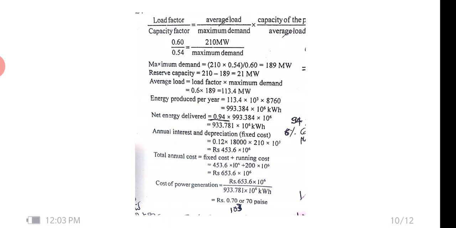But this is the total energy developed. In this total energy developed, only 6% is used by auxiliaries. So the net energy delivered is 94% only. So I will write the net energy delivered is equal to 0.94 into 993 into 10 raised to 6. So the net energy delivered is 933.781 into 10 raised to 6 kilowatt hours.